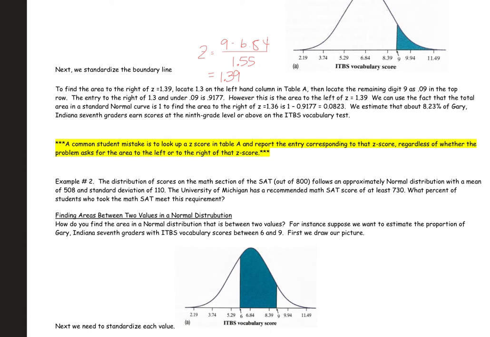Common mistake, just real quick before we move on, is to look up a z-score in Table A and report the entry corresponding to that z-score regardless of whether the problem asks for the area to the left or the right. Of course, if it's asking for it to the left, yeah, you're going to report the one right from Table A because everything on that table is to the left, but you just have to be so careful about, okay, is this a right-handed problem or a left-handed one, because we want to make sure we get that right.